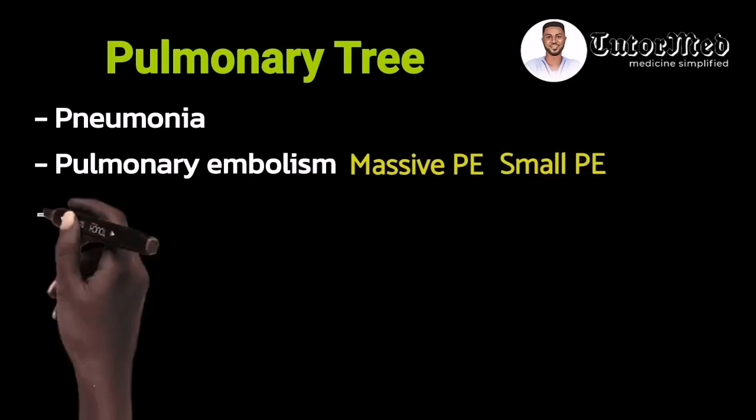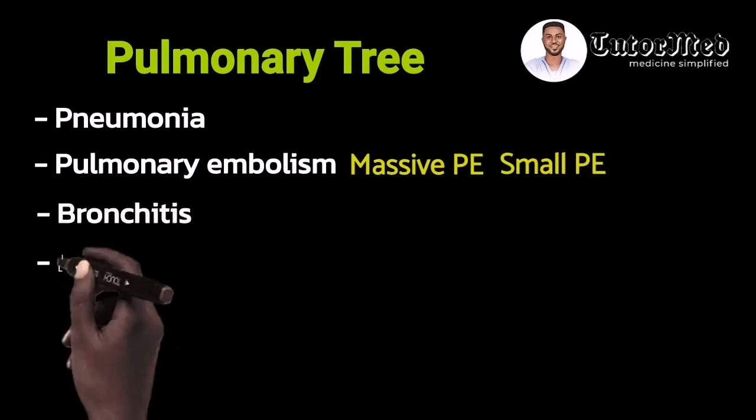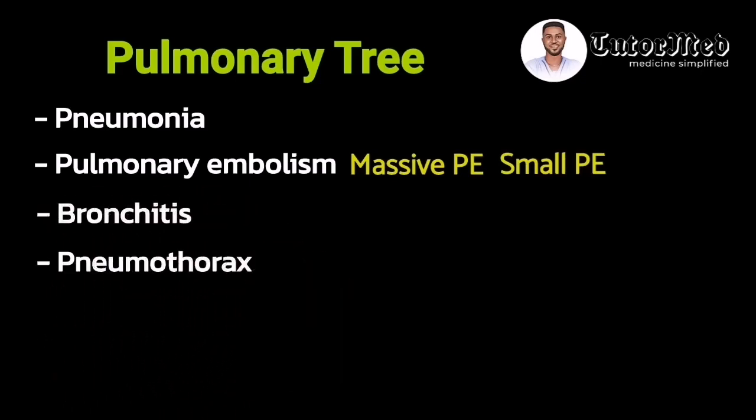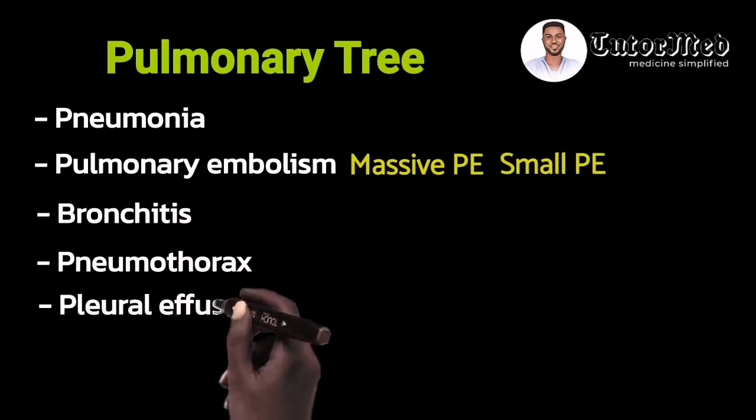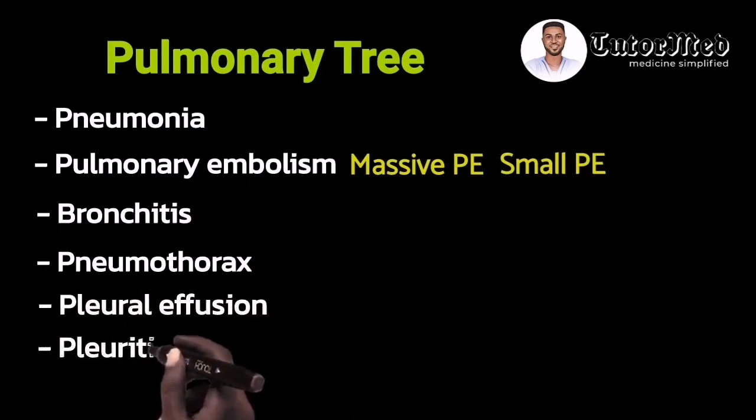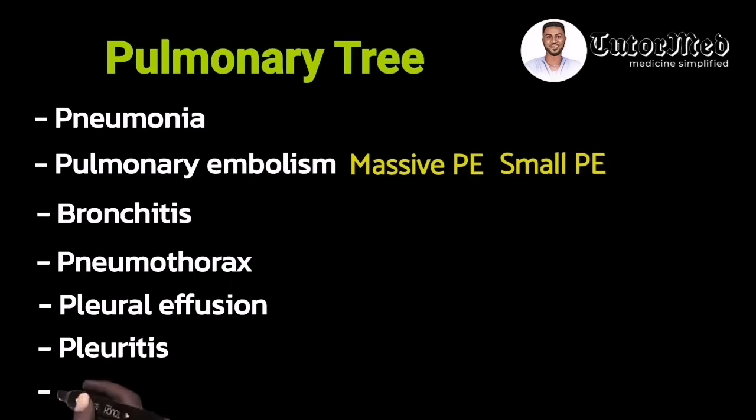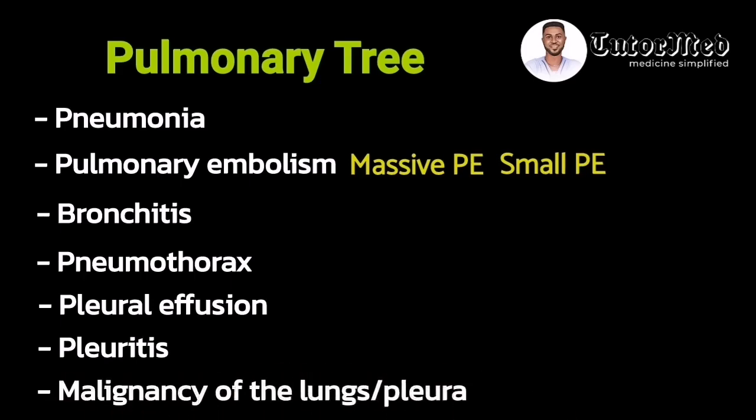Next, we have bronchitis and then pneumothorax, pleural effusion, pleuritis, the inflammation of the pleural membranes, possibly from connective tissue diseases like SLE, rheumatoid arthritis, and last but not the least, malignancy of the lungs or pleura.